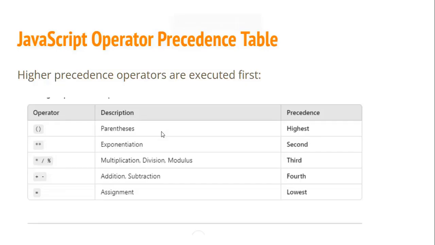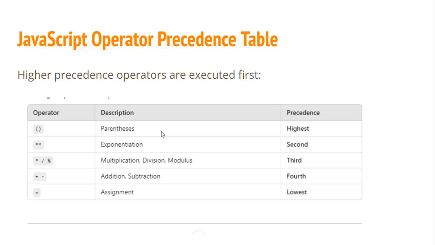JavaScript operator precedence table. Higher precedence operators are executed first. Parentheses have higher precedence over other operators, meaning the expression inside parentheses is evaluated first. Exponentiation has second precedence, meaning it is evaluated after parentheses. Multiplication, division, and modulus have the same precedence. If the expression has these three operators, then JavaScript calculates from left to right.